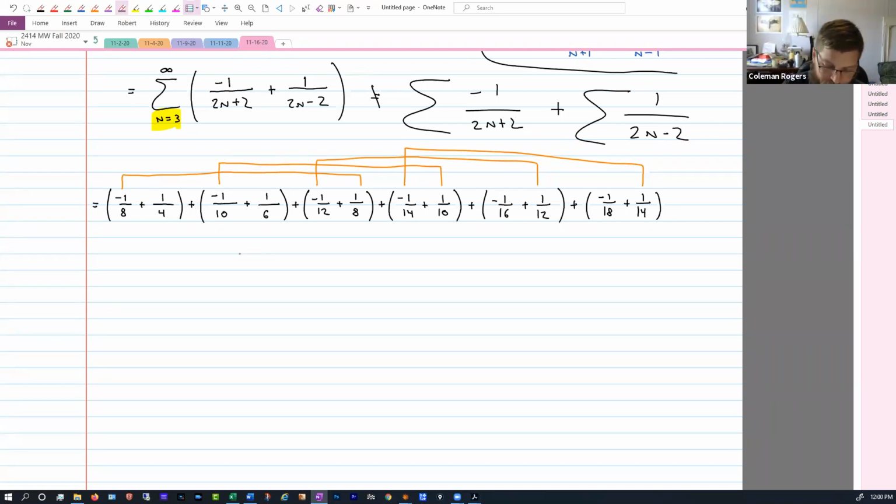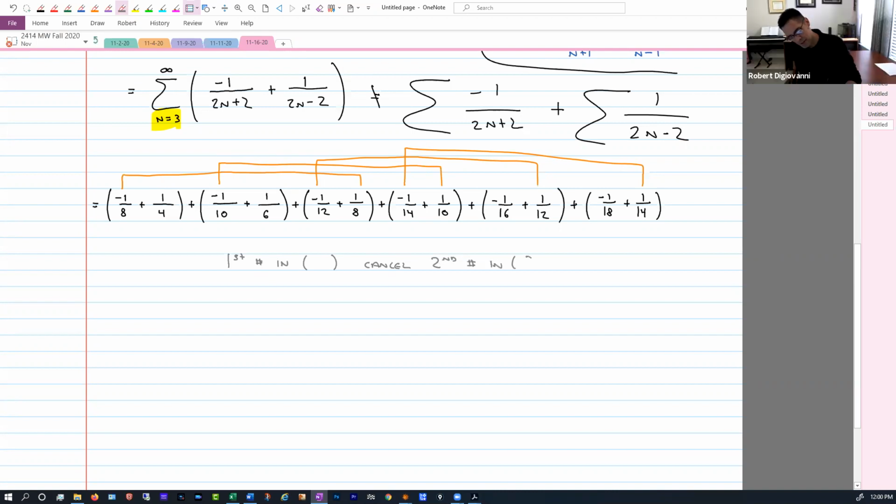The first number in the first parentheses cancels... First number in a parentheses cancels out the second number in the parentheses 2 down. Yep, 3 down, wherever the... In the parentheses, 2 down. So not 1 down this time, 2 down. So let's just see if that works.